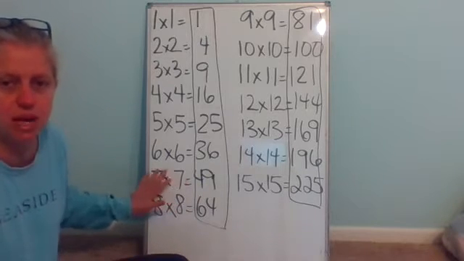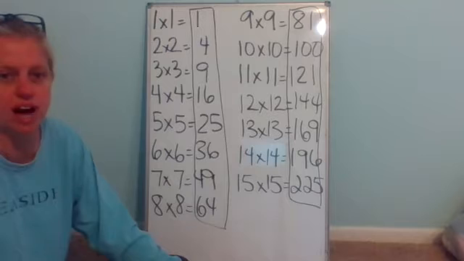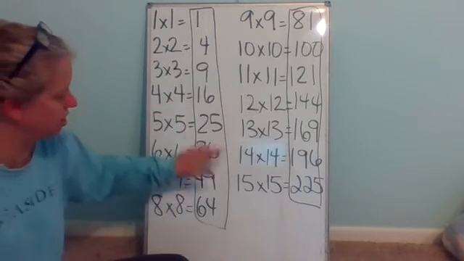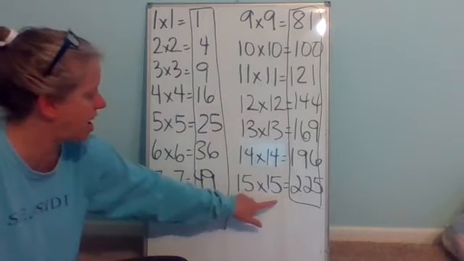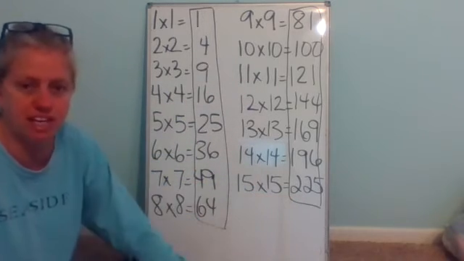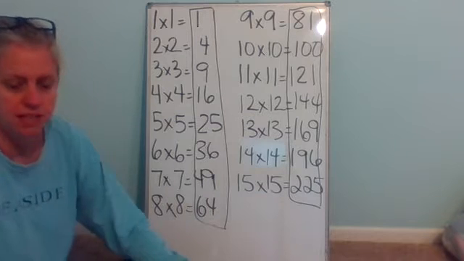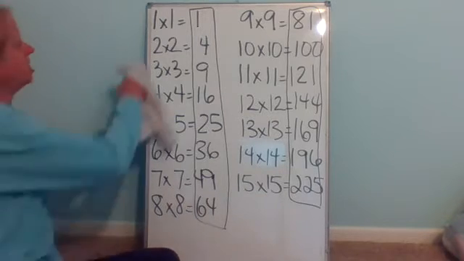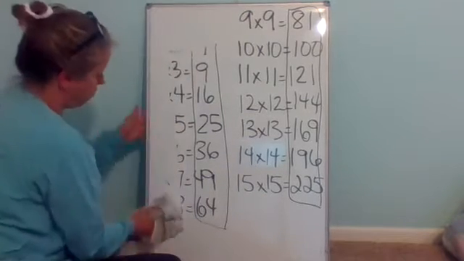So 7 would be the square root of 49. And that goes along with all of these. Like the square root of 225 would be 15. Okay, so let's start looking at these in 10.1.